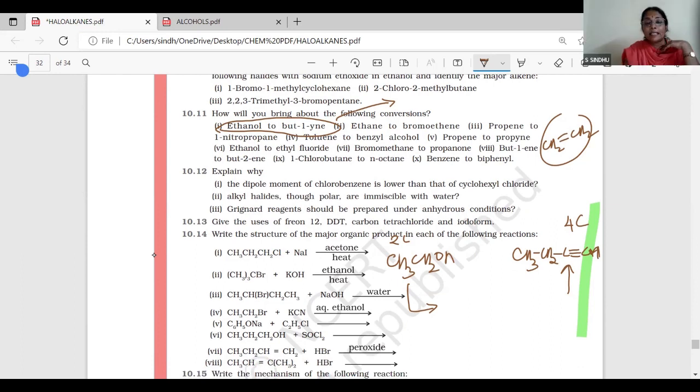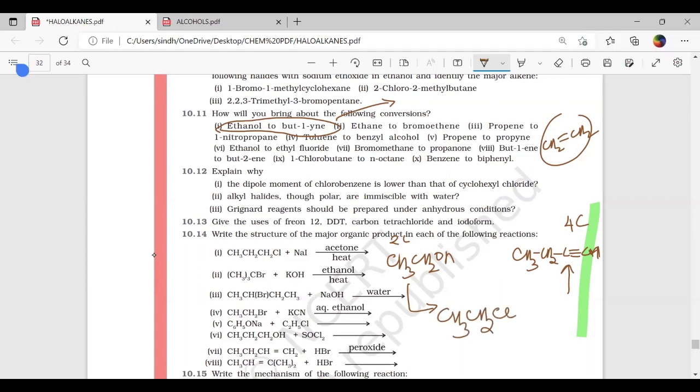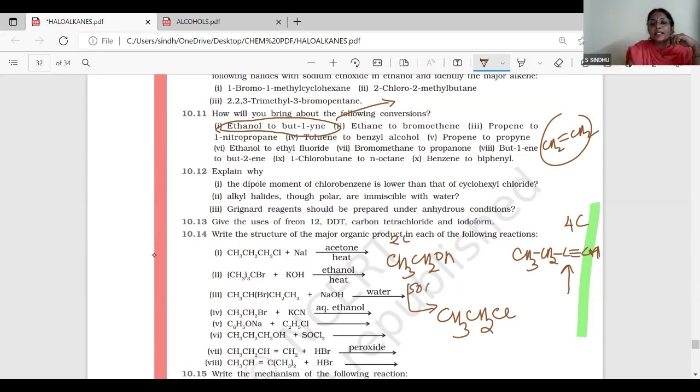We need a 4-carbon alkyne. So Lakshmi ma'am had mentioned, first we have to convert this to a haloalkane, right? Any haloalkane, say with thionyl chloride. So we are converting it to chloroethane. From 2-carbon chloroethane, we have to convert to a 4-carbon alkyne. So in class 11, we would have taught the children about alkynides, right? Sodium alkynide. Yes, teachers?